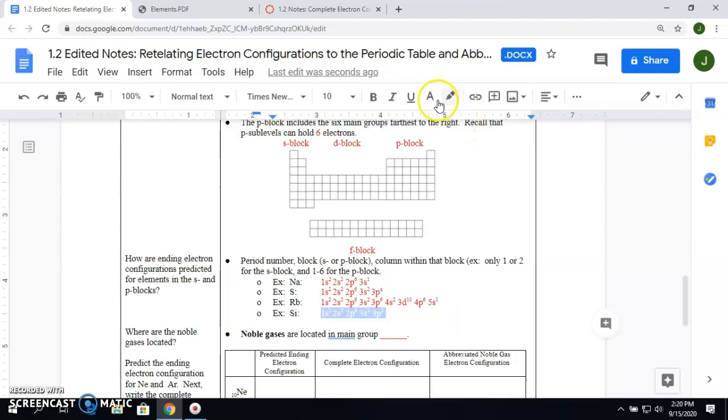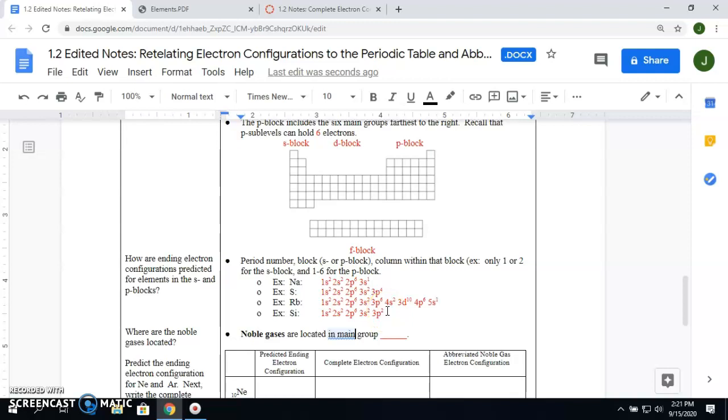Okay, so again, the purpose of this is predicting ending electron configurations. We accurately predicted that it ends in 3p2, and the sum of the exponents do add up to 14. 2, 2, and 6 is 10, 12, 14. So we've done that right.